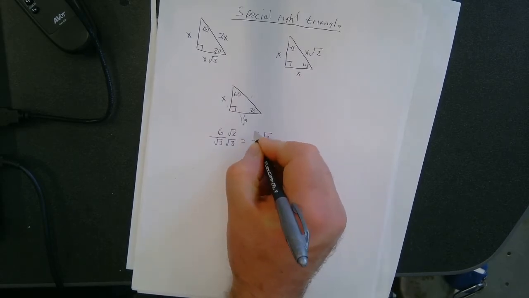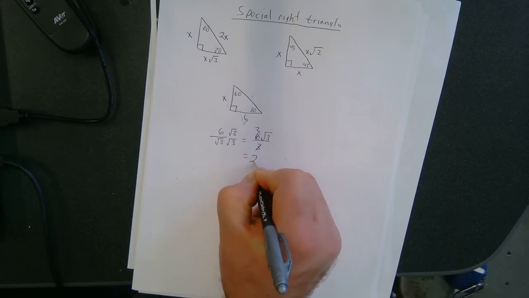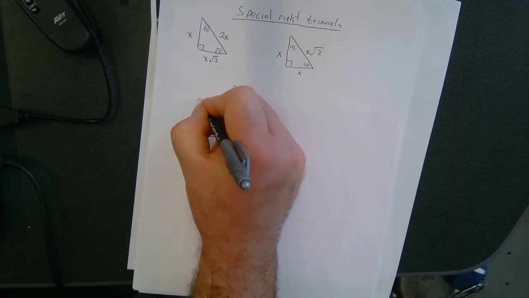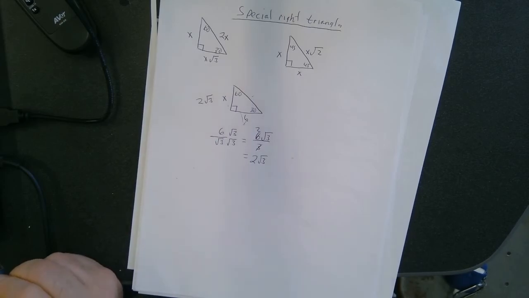3 goes into 6 twice. So for x, I get 2 times the square root of 3. And that's the answer to the question.